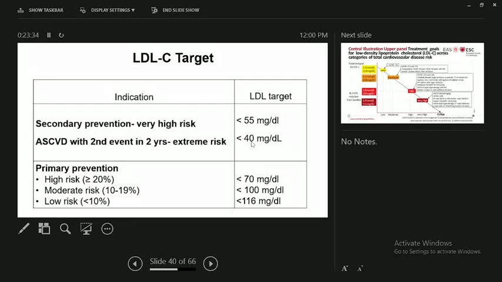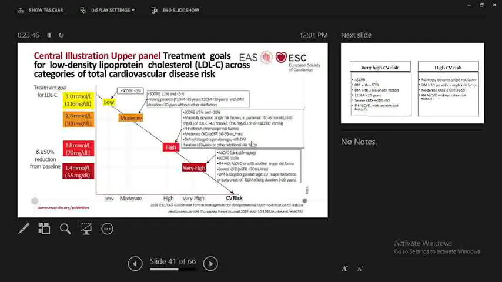For primary prevention, for high risk patients, if the risk is more than 20%, the target is less than 70, for moderate risk less than 100, and even for low risk patients, it has to be less than 116. This is from the ESC guidelines.